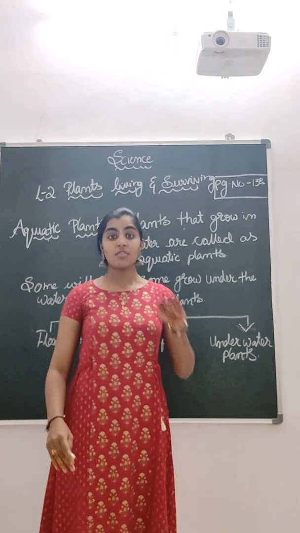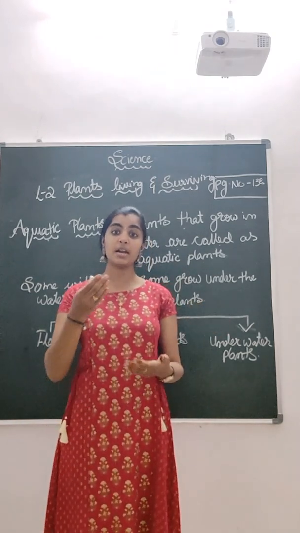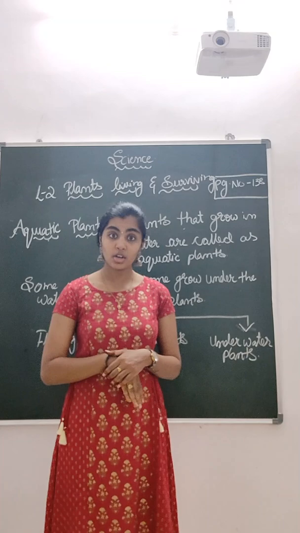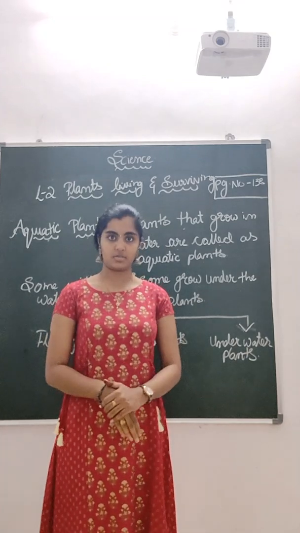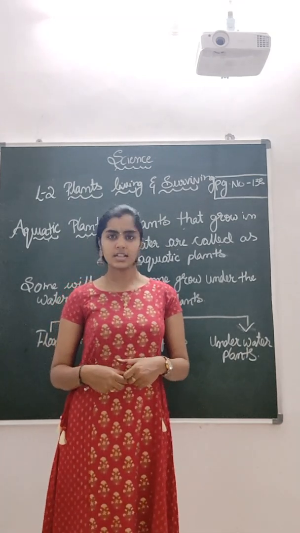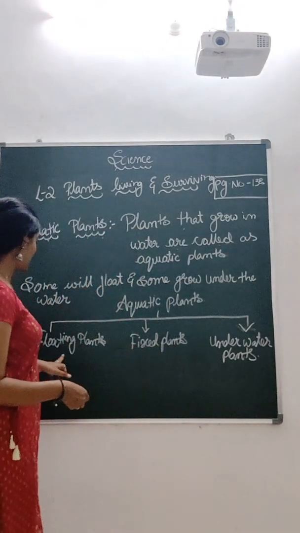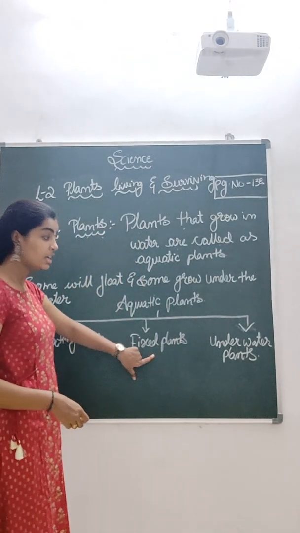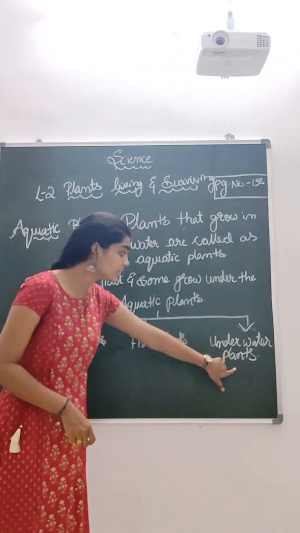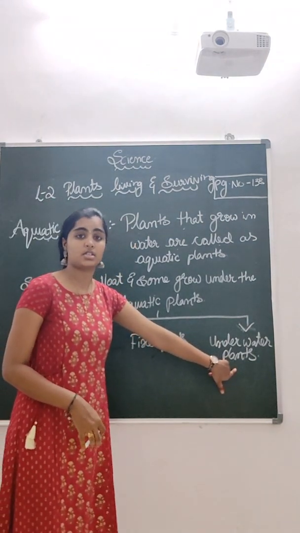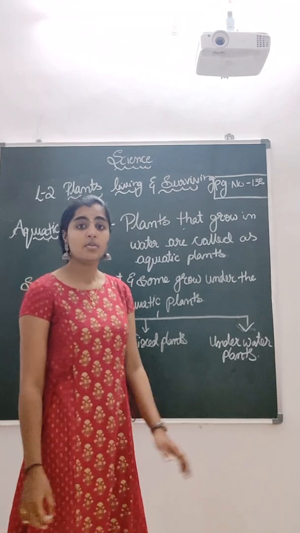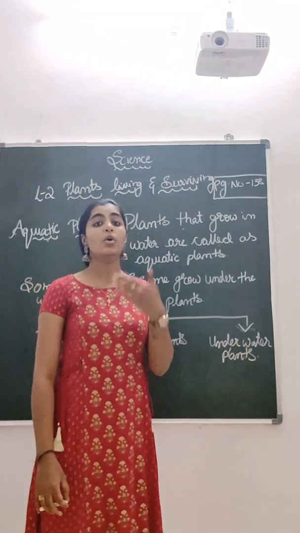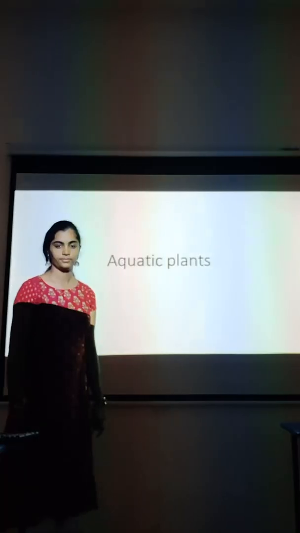There are some plants which float on the water. There are some plants which live inside the water, means under the water. We have different types. Now let us see what those different types are. First one is floating plants. The next is fixed plant. The next is underwater plant. Let us see what all these types of plants are, and what the examples for these plants are.